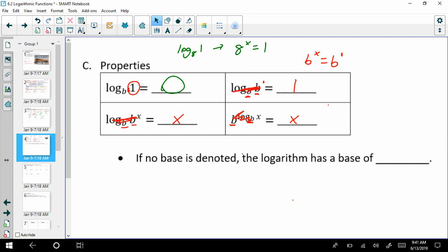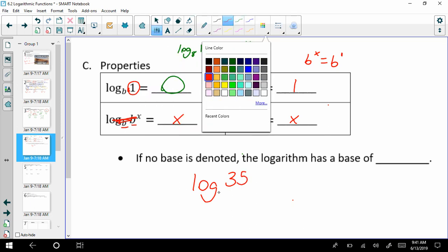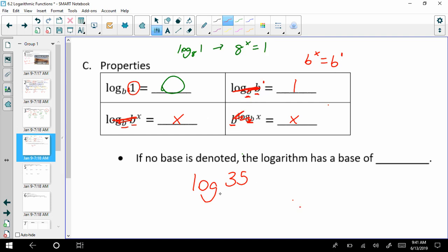Now, what if they do something like this? Log of 35. What if there's no base number written in? Well, if there's no base number written in, then the logarithm is assumed to be a base of 10. Now, on your calculator, you should see a log button. However, the log button on your calculator can only be used if it's base 10. That's what that button is for.